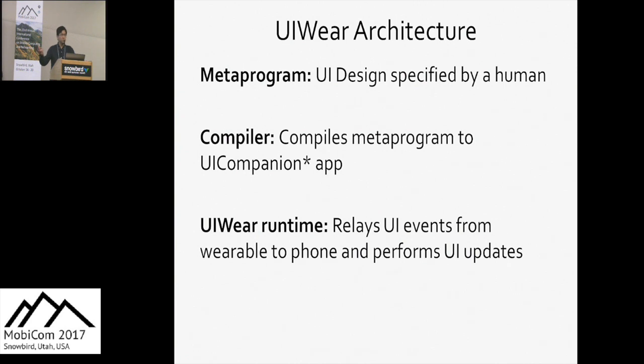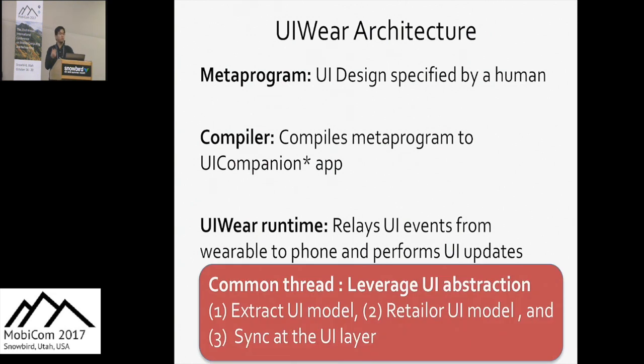And while you're running that UI companion app, UIWear runtime will be in charge of this. It actually relays the UI events from the wearable to the phone and performs UI updates. So a very important thread connecting all those three components together is that we are leveraging UI abstraction. This is the key idea. We extract the UI model, which is known as the intermediate representation, and retailor this UI model. And at runtime, the UIWear runtime will synchronize all the information at the UI layer.